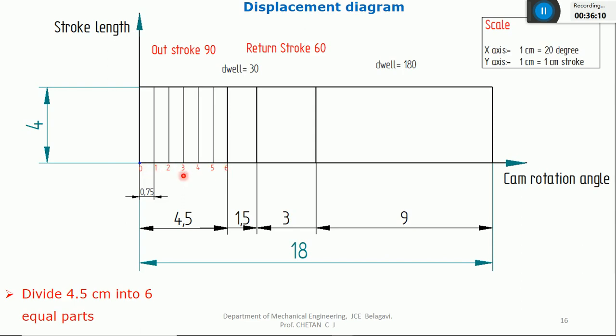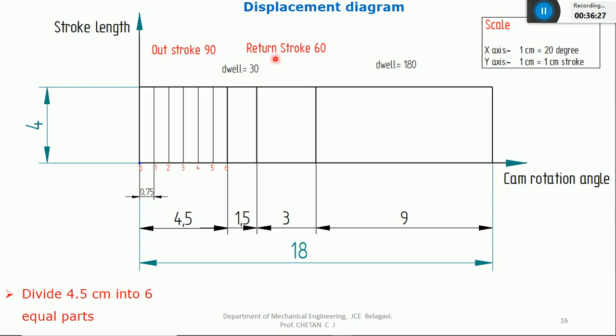And I'll not divide this dwell angle. I'll leave it as it is because there is no movement of the follower itself. The follower is under rest. It is not rising, it is not returning. So I'll not divide this dwell. I'll leave it as it is.